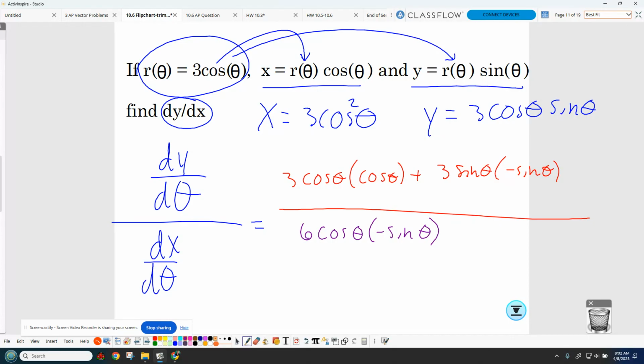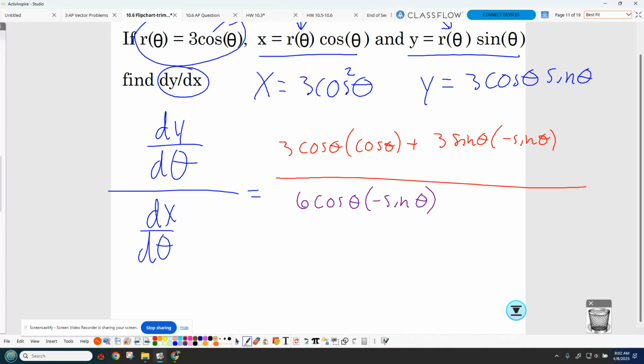Did I do that right? dy d theta, 3 cosine times the derivative of sine, which is cosine, plus sine times the derivative of 3 cosine, which is negative 3 sine. And then derivative of x, multiply by the power, lower the power, multiply by the derivative of the stuff inside. Big ol' mess? Okay.